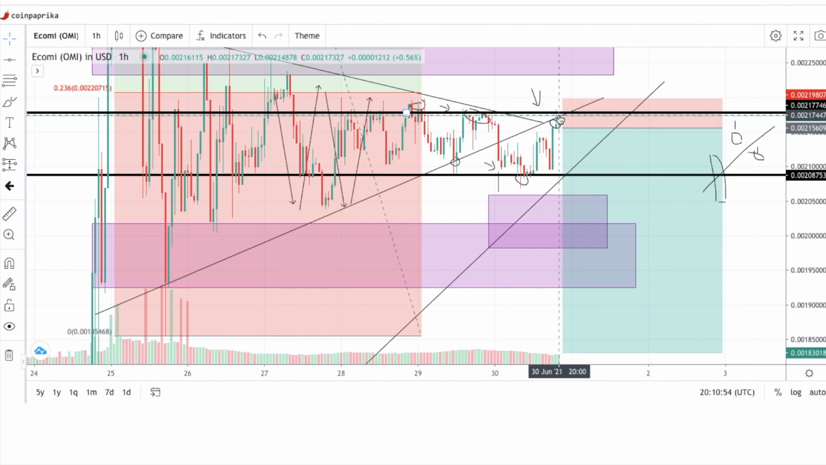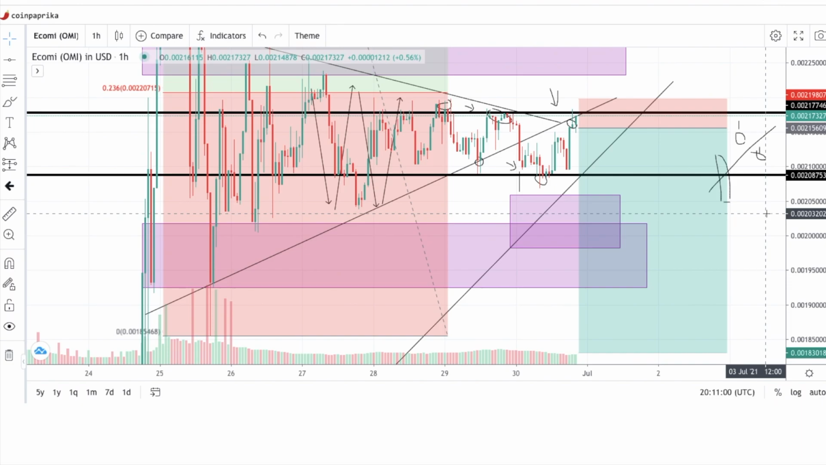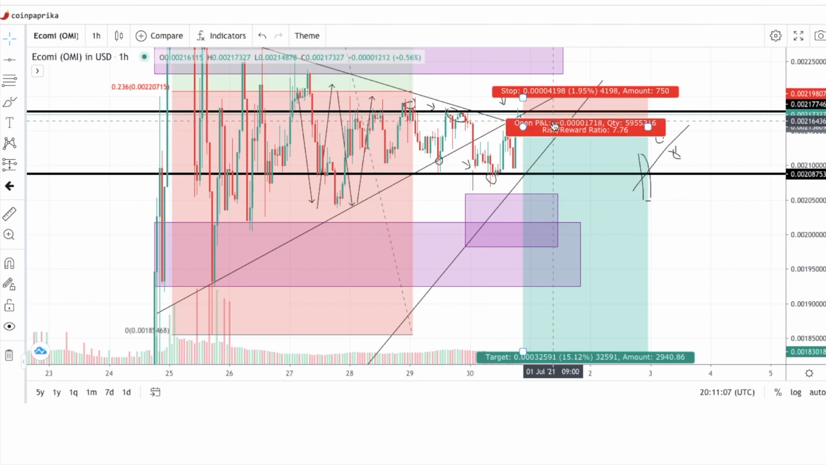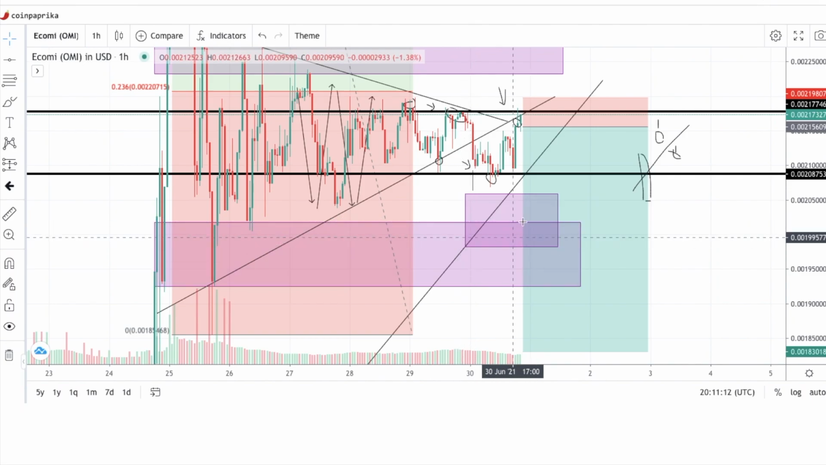We'll see how it respects this line of 0.0021, and then we'll continue into the downside. Like I said, guys, my bias is to the downside. Please make sure you do understand volumes, you do understand indicators, trend lines. Realize that it has to respect levels. So I am going to see a push of price to the downside. We'll see how it goes. These are support lines that could push the price up.